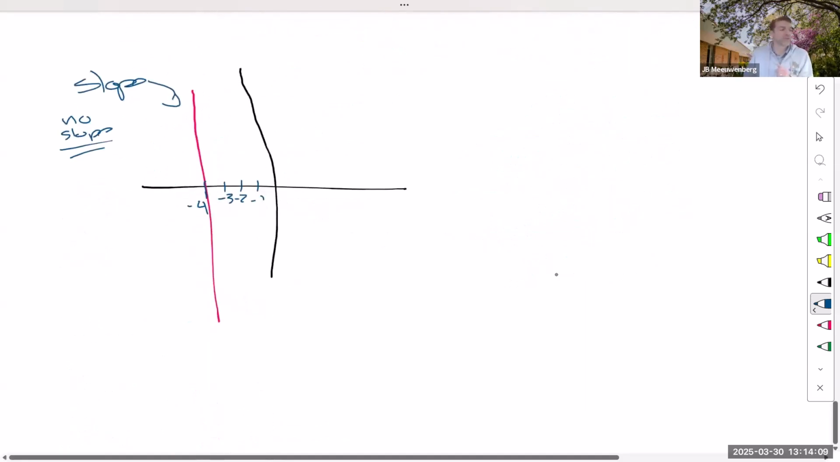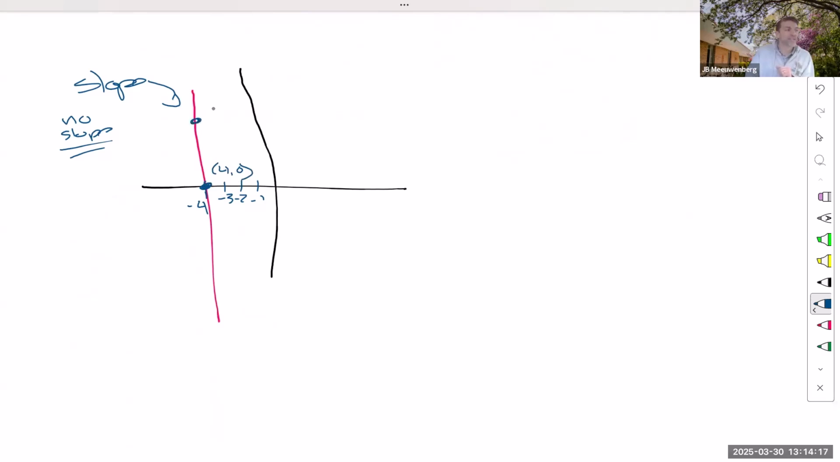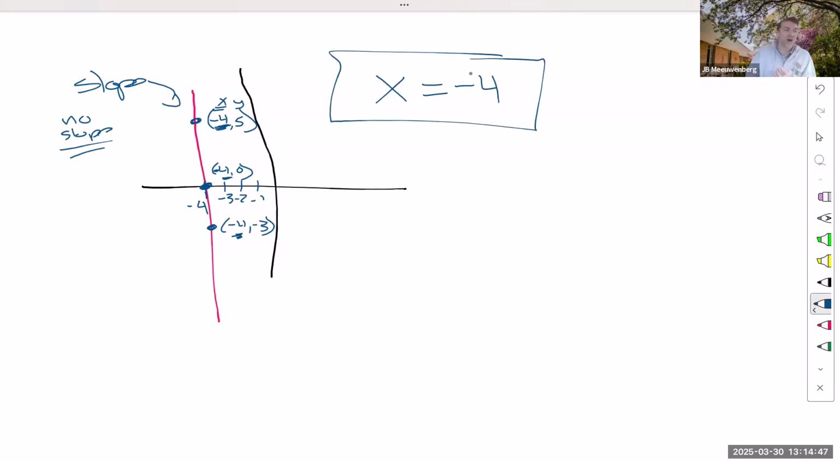So what do you think this equation might look like? Notice how it crosses the x-axis at -4, 0. If you put a couple other random points on this line, this one might be -4, 5. And a point down here might be -4, -3. Notice how in each case that x value is -4. So your rule for this vertical line is that x must equal -4. And so that is the equation of that line.